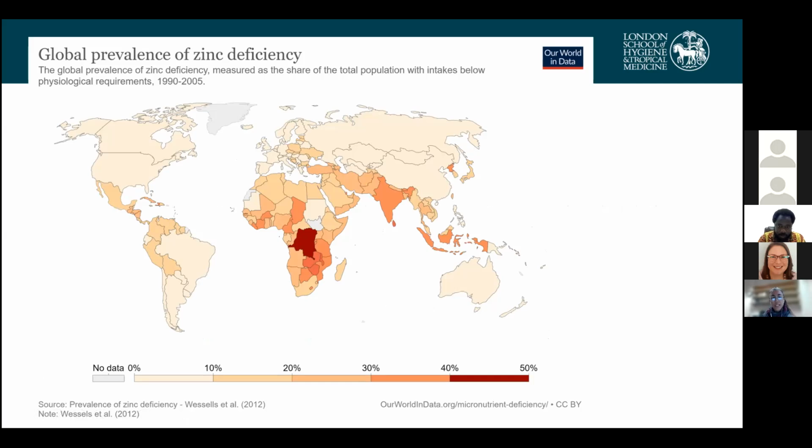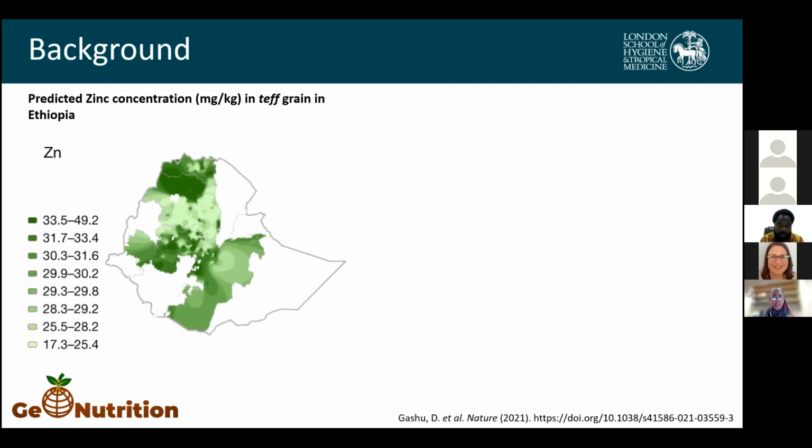Particularly, I will focus on Sub-Saharan Africa. But the data that is being used for this type of analysis is scarce and is missing for some micronutrients. So we couldn't find the same type of map for, for example, zinc. And then if we zoom into a particular country, we can see that the composition data that is being used is at national level, but the content of micronutrients can change across one country.